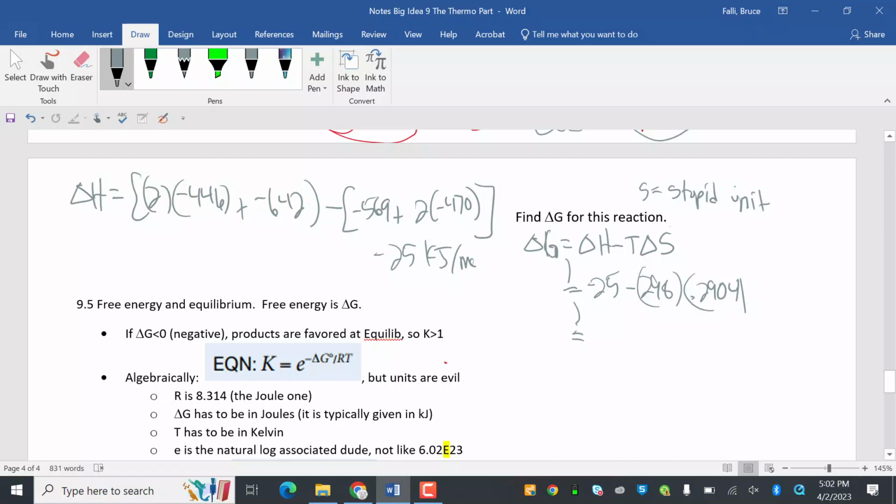So negative 25 minus quantity 298 times 0.2904, close quantity. I get negative 112 kilojoules per mole, and that's it for this one. We're almost done with this part. So to that, I will say toodles.